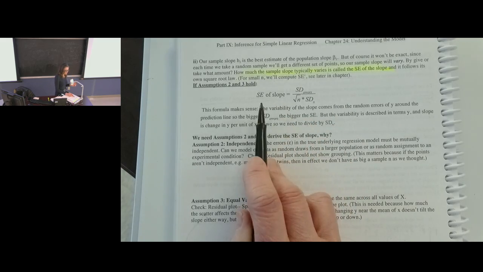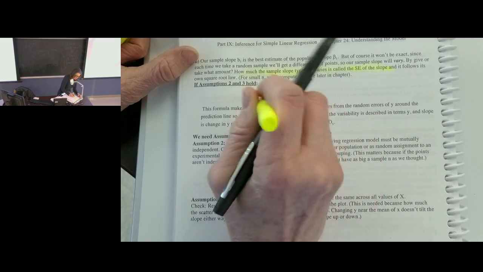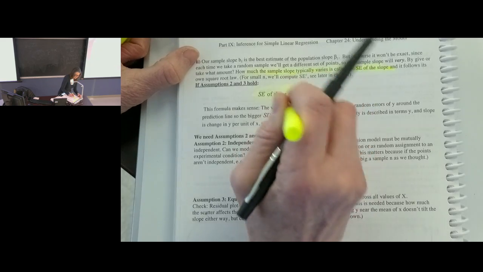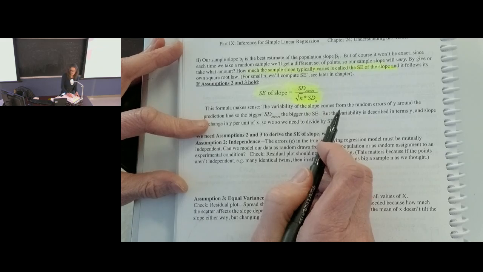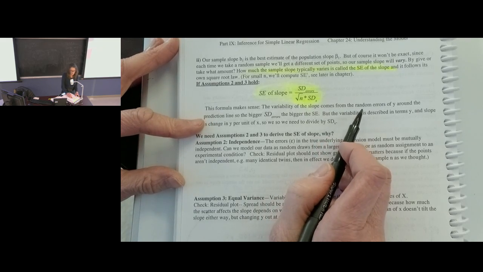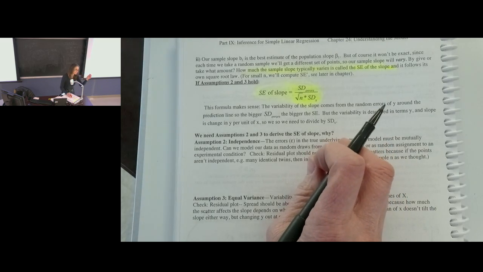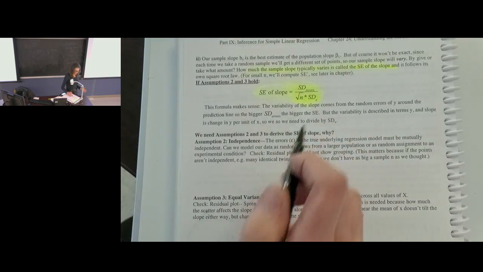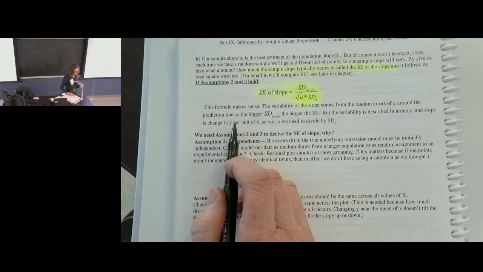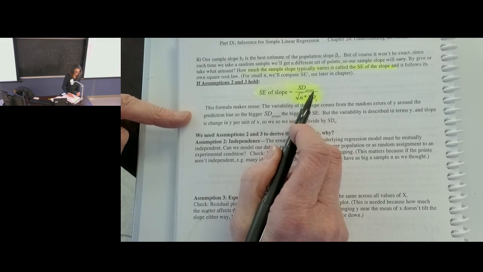All right, so let's just look at this. Here is the formula for the standard error of the slope, and let's see if we can make sense of it. I think it really does make sense because it depends on two things. The variability of the slope comes from the random errors around y. If we had a perfect correlation, then every single sample would be a perfect correlation. If all the points followed a line, then all our samples would too. So the bigger the spread, the bigger the error around the prediction line, the more variability there's going to be in our slopes. So that's the standard deviation of the errors.